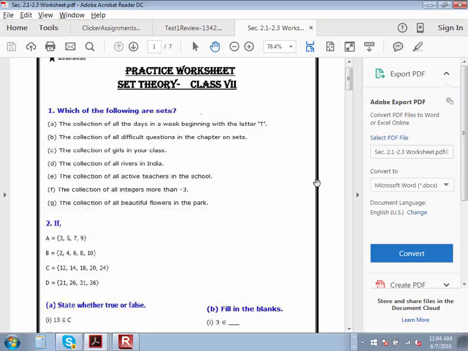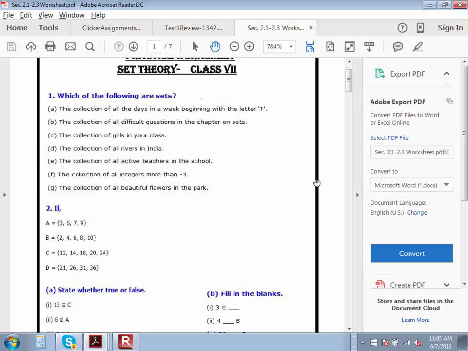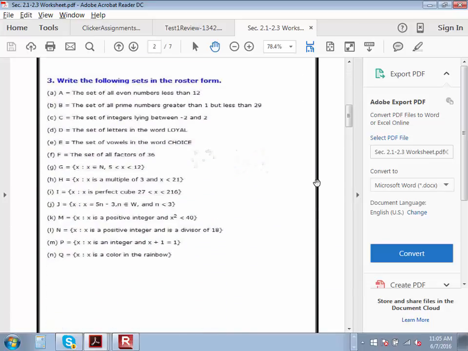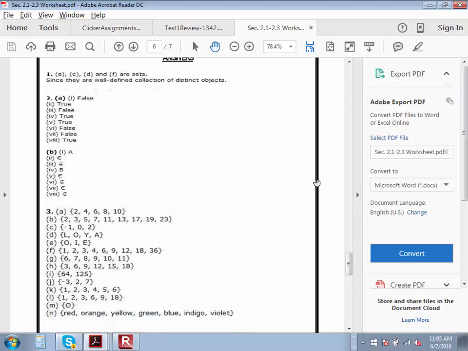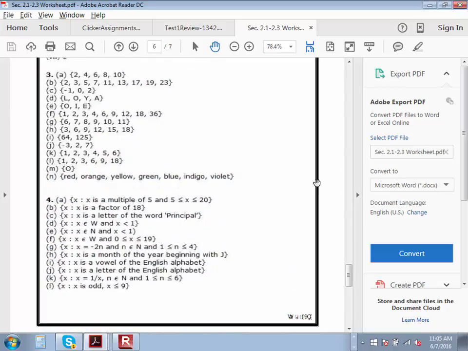Anybody have any questions about that worksheet? Maybe there's some kind of pattern that they're expecting you to see or something. Yeah, don't worry about that.